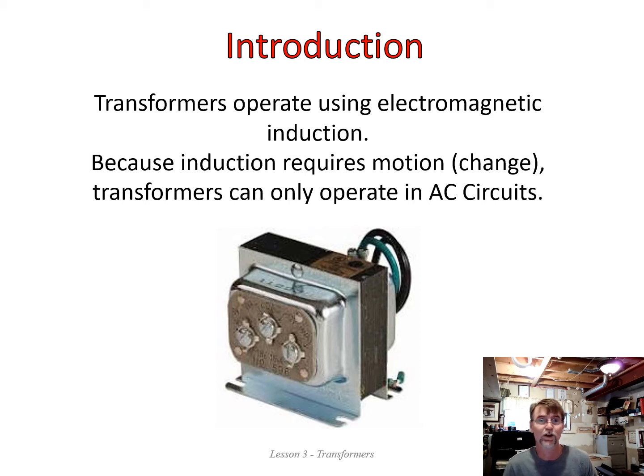Because the current is constantly growing and shrinking and changing direction, the magnetic field is doing the same. It's expanding, it's collapsing, it's changing in polarity, and that's where we get the motion. That's what causes the cutting action, the relative motion between the conductor and the magnetic field. It's because the magnetic field is moving. There are no moving parts to create that motion to get our induction.